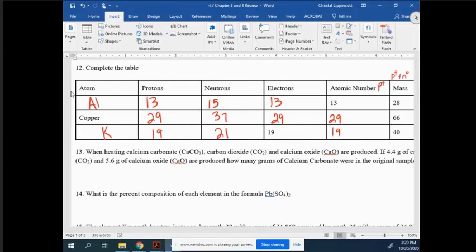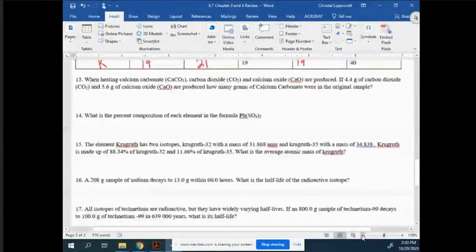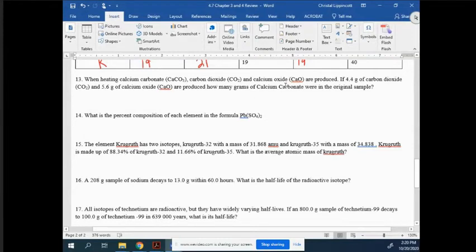All right, down below, we're going to be heating our calcium carbonate. We're heating this, forming 4.4 grams of carbon dioxide, and we're also forming 5.6 grams of calcium oxide. So if all of that came from here, which they said it did, all we have to do is add those two values together, and that's going to give me the mass of how much I started with, because according to the conservation of mass law, the materials that we start with have to equal the materials that we end with.